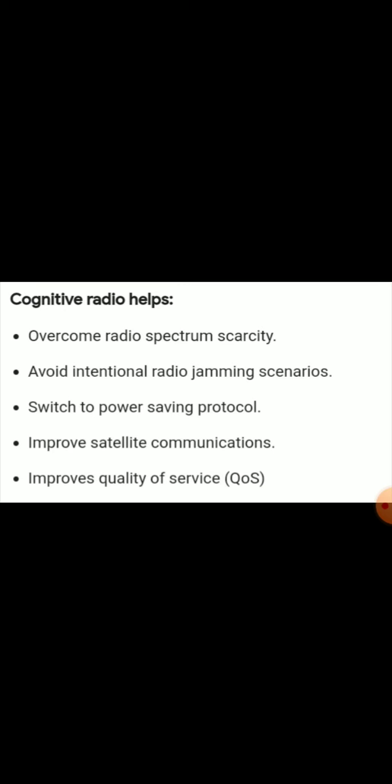Cognitive radio also helps to overcome radio spectrum scarcity. This is the main concept that we have discussed. Next, it helps avoid intentional radio jamming scenarios. Next is switching to the power saving protocol. Next, it improves satellite communication, which is considered a main thing. Next, it improves the quality of services, that is QoS.